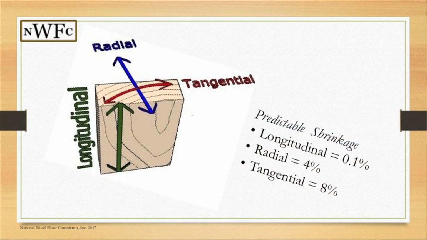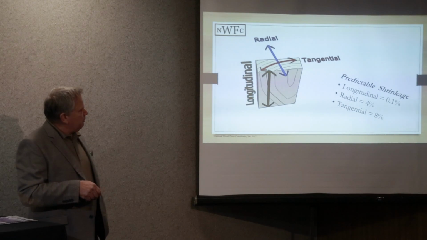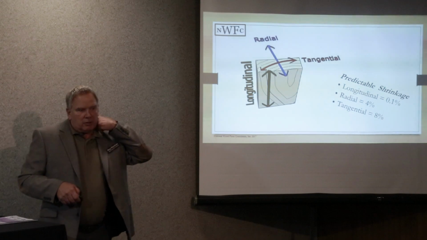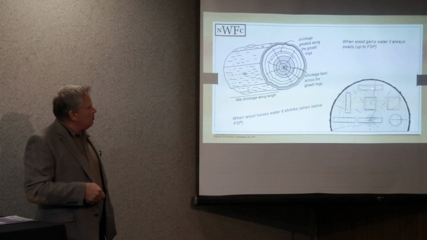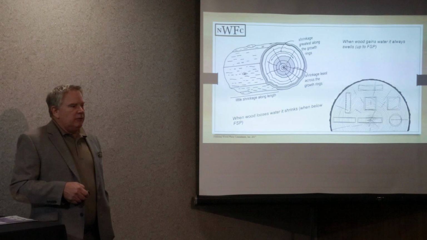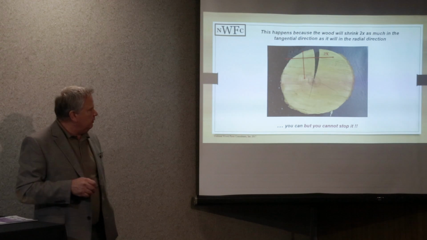So when you start asking yourself about predictability, what we can predict in shrinkage in our length is only 0.1%. When you look at your radial direction, and that would be this direction here, that's only 4%, and tangential is 8%. So when you look at this slide back here, that's why you're seeing this shrinkage compared to your radial direction here. That's why it's important to understand and know where the material is going.